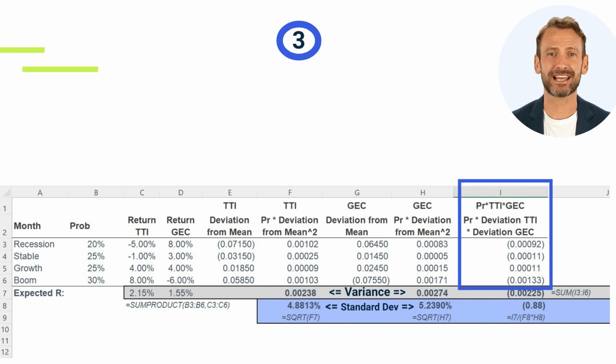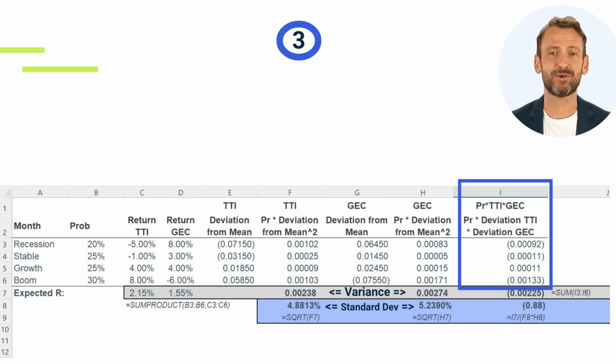The third step to calculate the covariance is to multiply, for each month, the deviation from the expected return of one firm by the deviation from the expected return of the other firm. In this case of probabilistic scenarios, we also multiply by the probability of each scenario. So, we are multiplying three terms. First, in cell H3, we multiply the deviation of TTI, which is minus 0.0715, by the deviation of GEC, which is 0.0645.